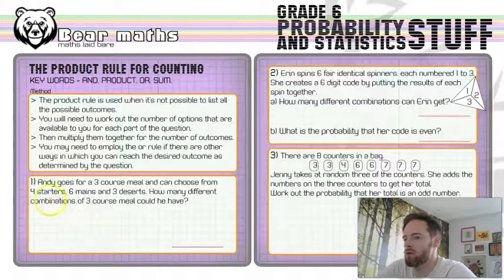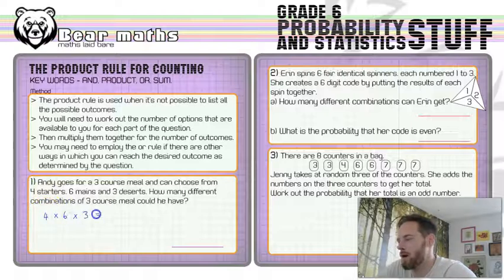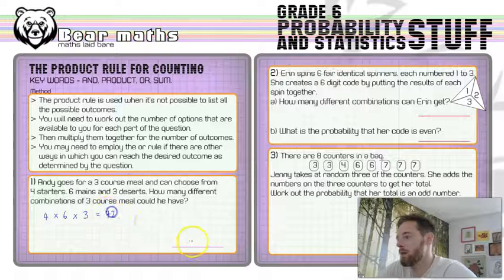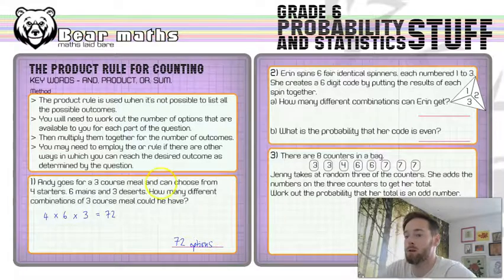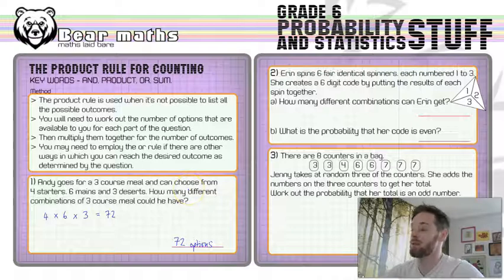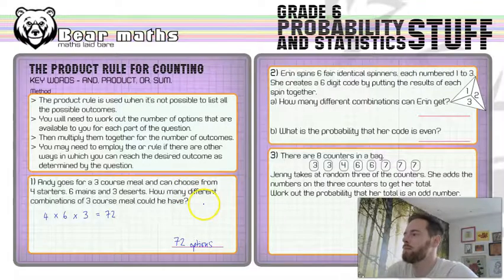So literally all you have to do for this is multiply 4 by 6 by 3. Okay, and you could do that with or without a calculator. 24 times 3 is 72. There are 72 options. Okay, that is as simple as it can be. A lot of the time I say to students that's how easy it is, and they go, what, that's what you have to do? And you go, yeah, it is.